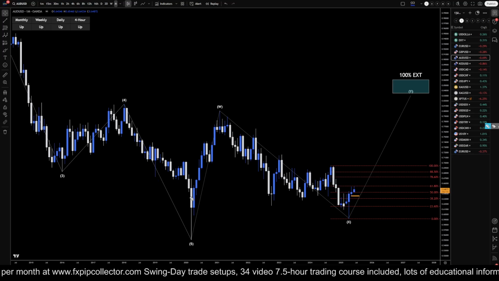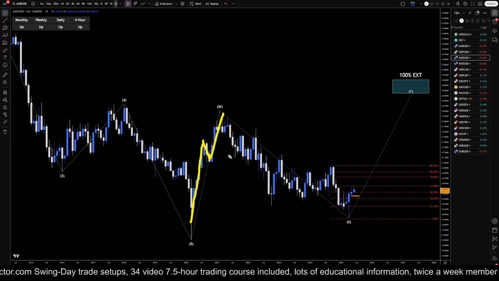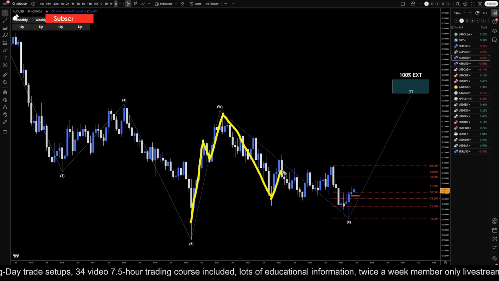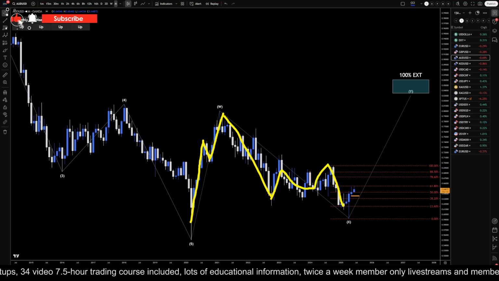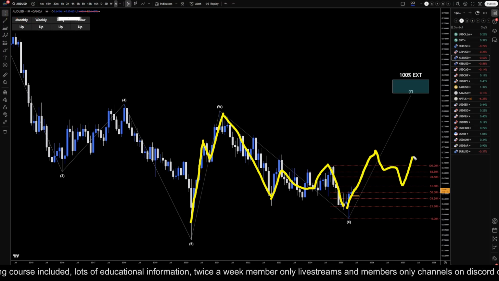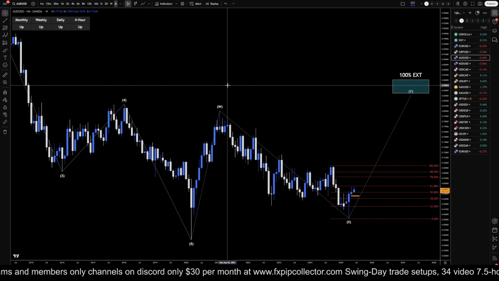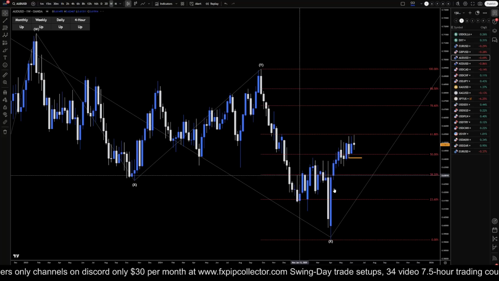So anyways, on the monthly, I think it's very clear that this is a WXY. It looks like three waves up for the W, one down, three up, one down for the X. I think there's a very good likelihood that we are going to make three waves up for a wave Y, and eventually this is probably going to end up someplace around the 0.85 area. This is the monthly time frame, so that's going to take a very long time to play out, but it is extremely important for the primary direction.